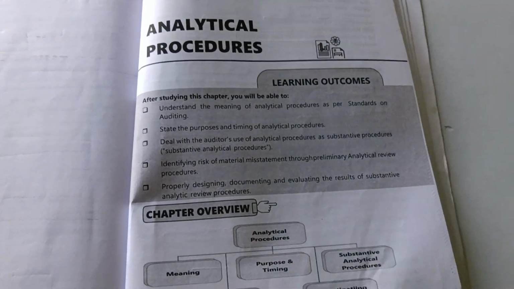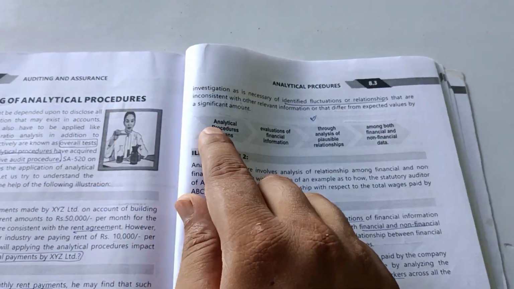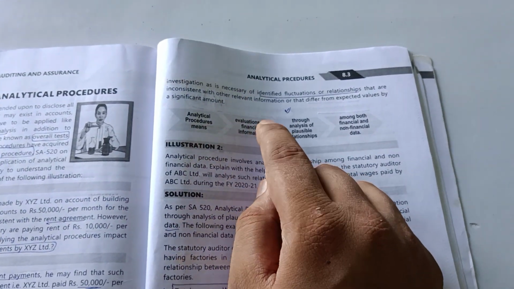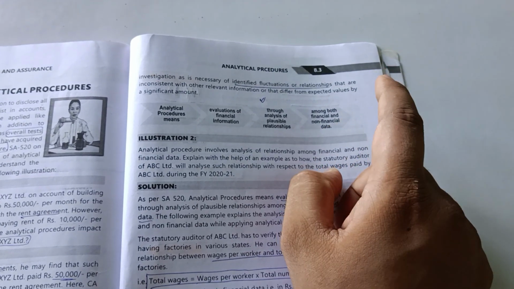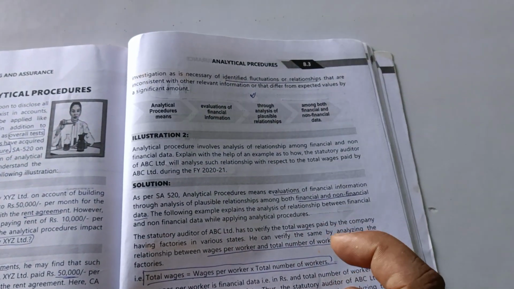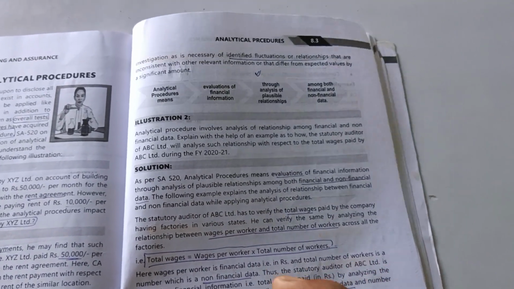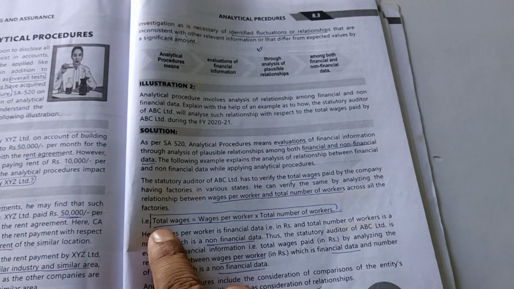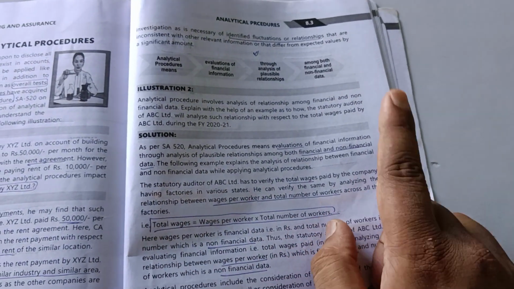Now let's start. What is the meaning of analytical procedure? Analytical procedure means evaluation of financial information through analysis of plausible relationships among financial data and non-financial data. For example, wages per worker is financial data and the total number of workers is non-financial data. To calculate total wages, total wages is equal to wages per worker into total number of workers. Here you can read it.